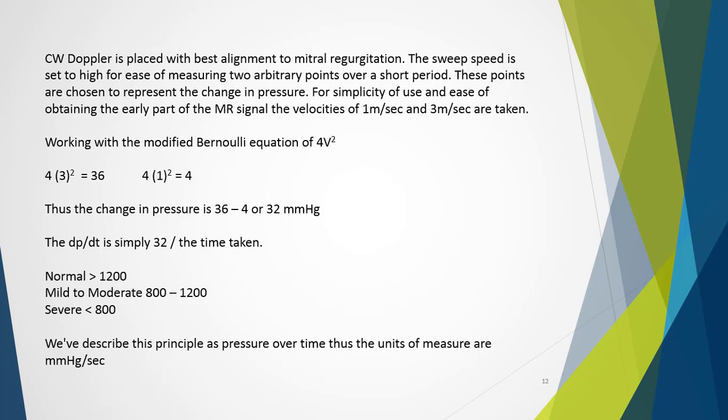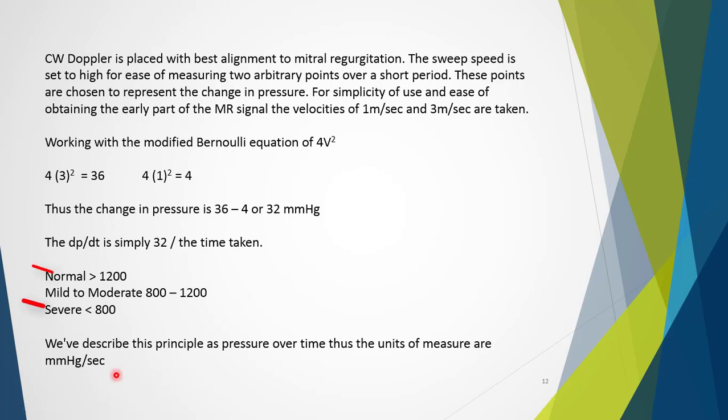And then we take 2 points to measure the change in pressure. For simplicity and ease of use, we use the velocities of 1 meter per second and 3 meters per second. Working with the modified Bernoulli equation of 4v squared, 3 squared is 9, times 4 is 36, and 4 times 1 squared is 4. We're working out the pressure change between 36 minus 4, or 32 millimeters of mercury. So the dp/dt is simply 32 divided by the time taken.